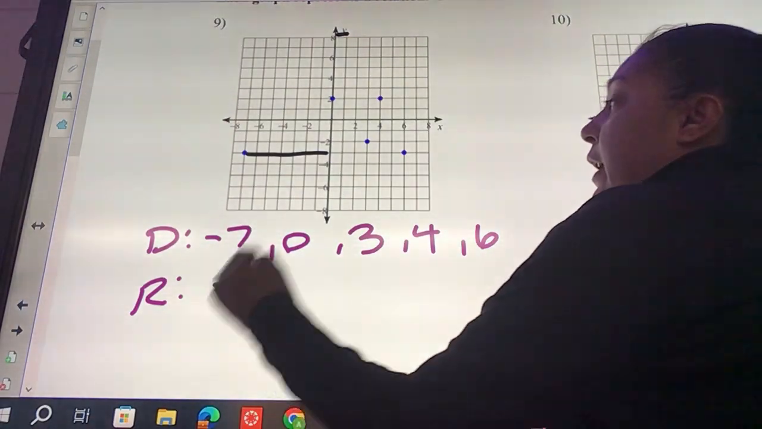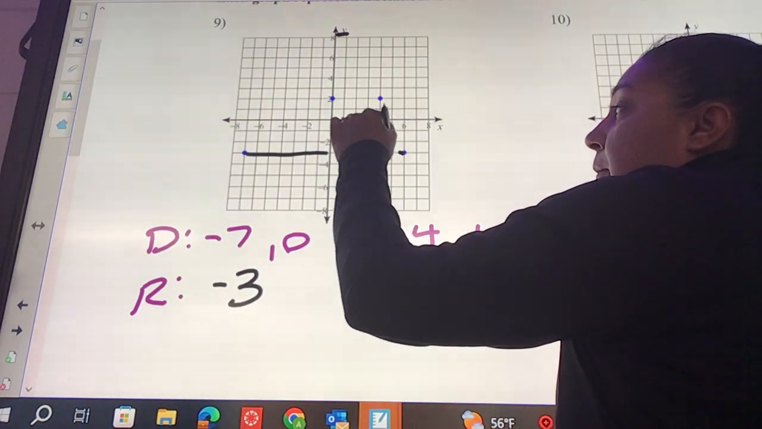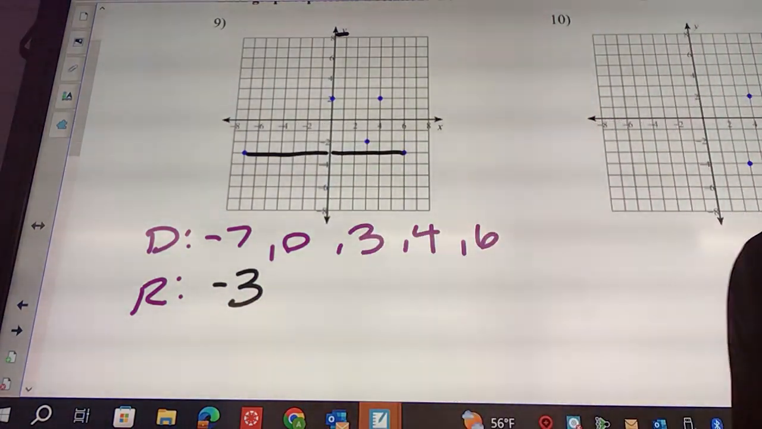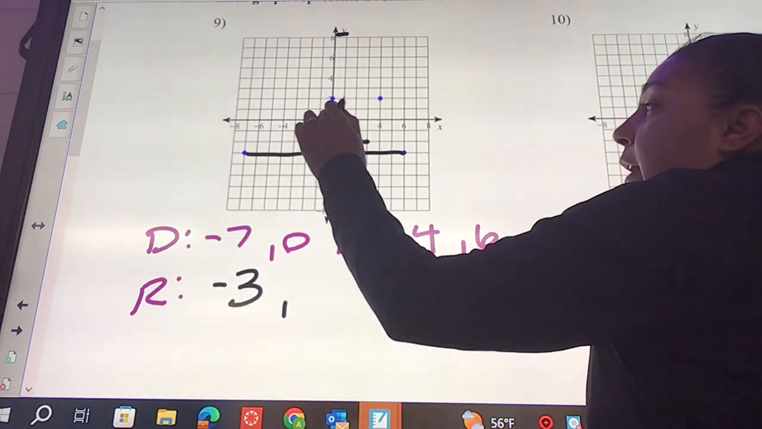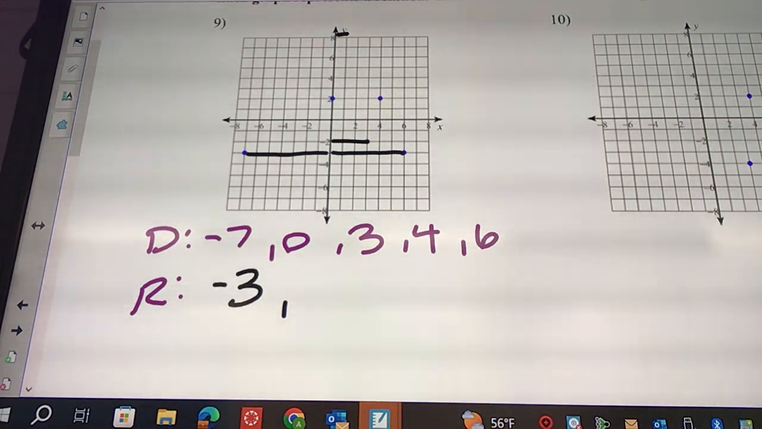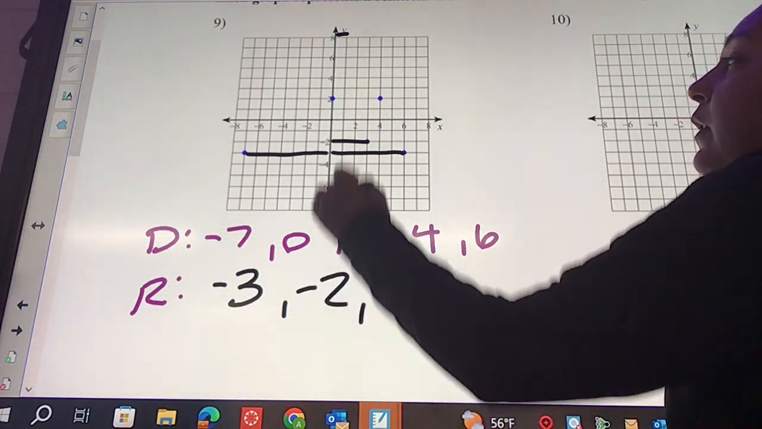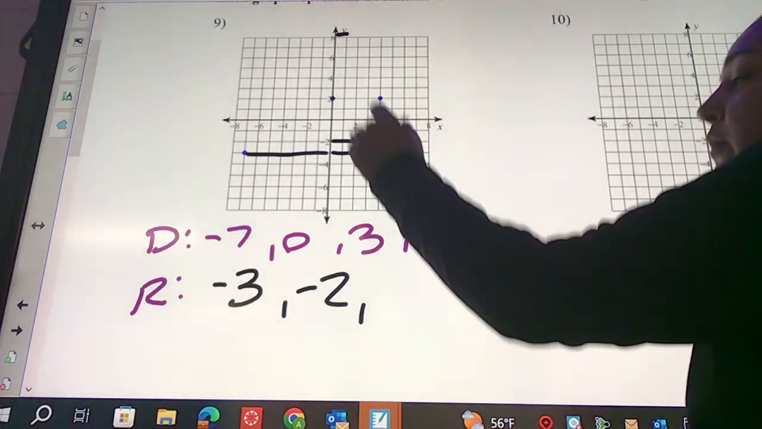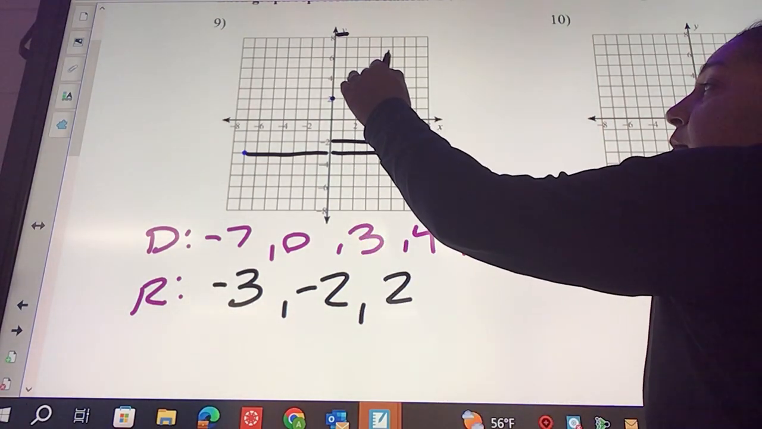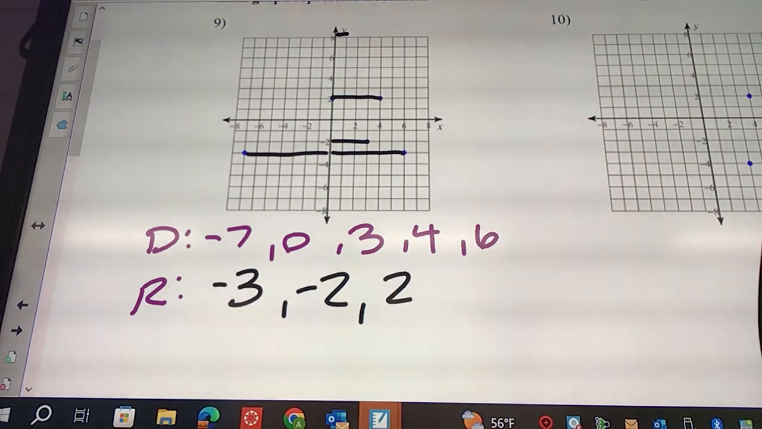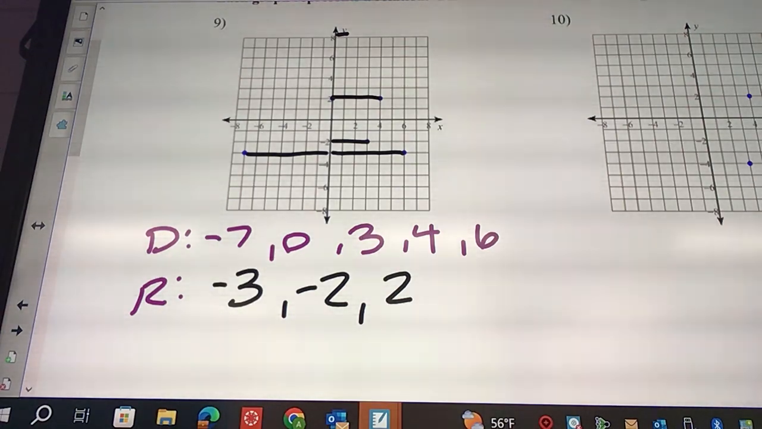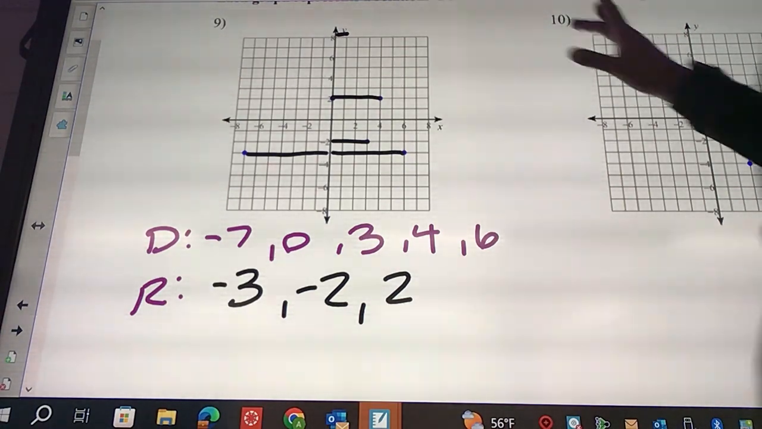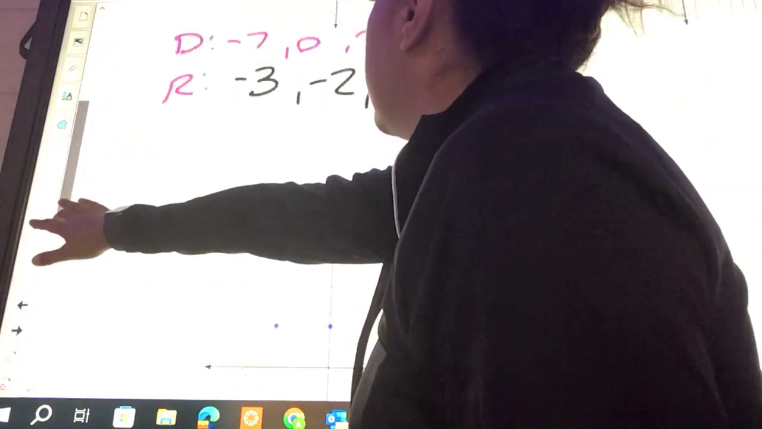-3. Okay, I got one here. What is this one at? -3. So are we going to write it down again? No. Okay, now we can start heading up. What is this one at? -2. Okay, this one? What's this one? 2. And this one is also at 2. So -3, -2. Okay, so you just gotta go through and figure out the X's and the Y's, as far as that goes.